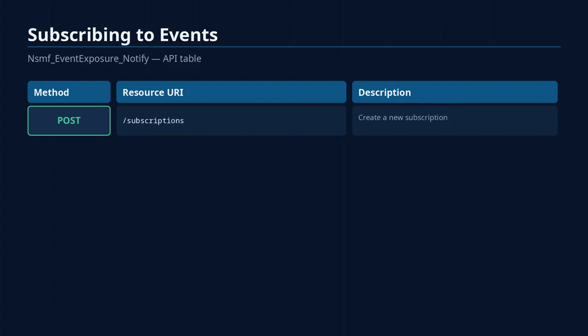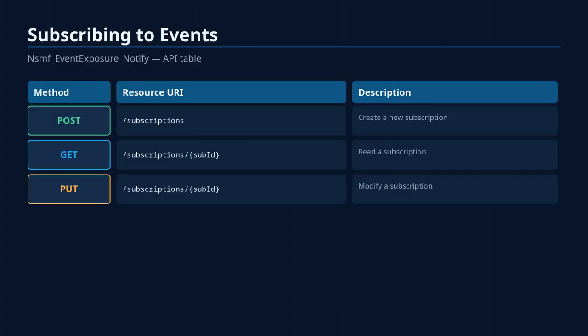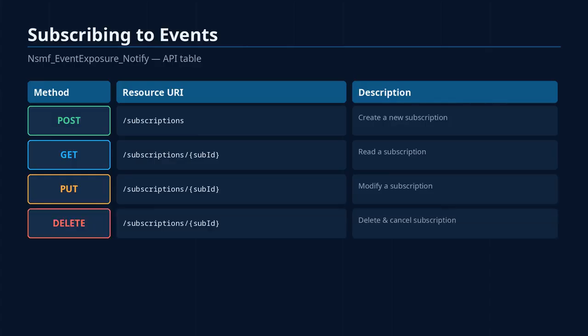To create a brand new subscription, a consumer sends a POST to the subscriptions resource. To check on an existing one, it sends a GET to that specific subscription's ID. To modify a subscription, it sends a PUT, and to cancel it entirely, a DELETE. 4 clean, deliberate actions: create, read, update, delete, mapped directly onto the same HTTP verbs we met earlier. Now doing real work managing who gets told what.